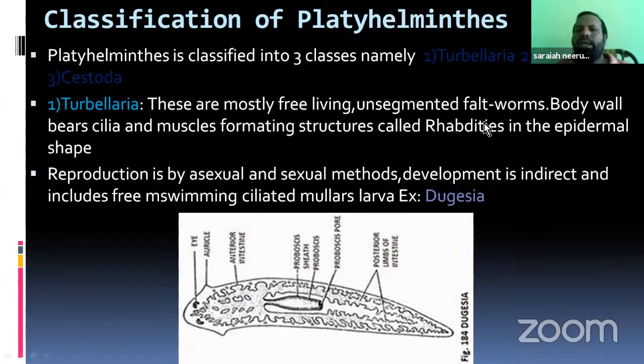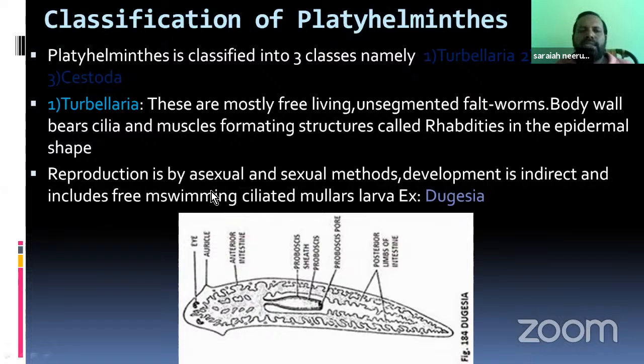It is a holding or anchoring part of the endoparasite that lives inside the body of the host. They suck the food and blood or other food material so that it is easily absorbed. It is a small, minute, rod-like structure present in Taenia solium and other flatworms. Reproduction is by asexual and sexual methods. Development is indirect, including a free-swimming, ciliated Müller's larva.